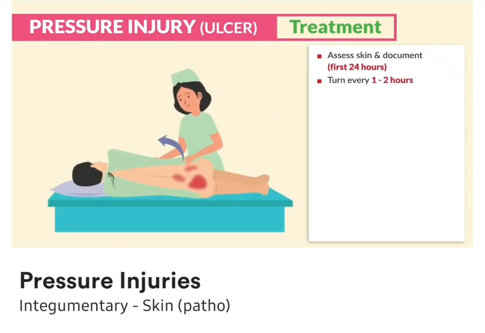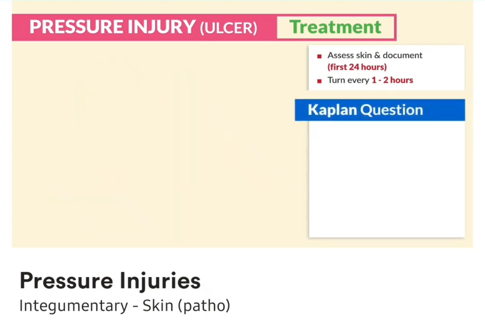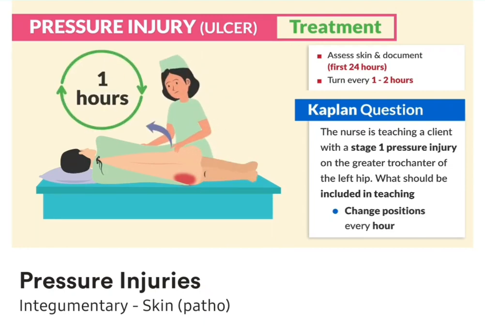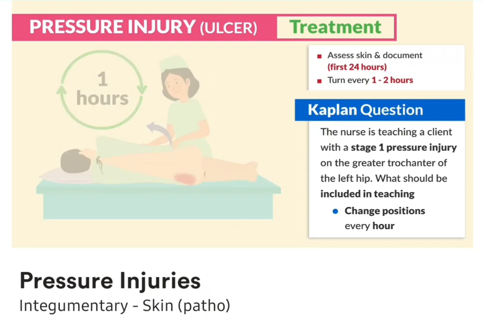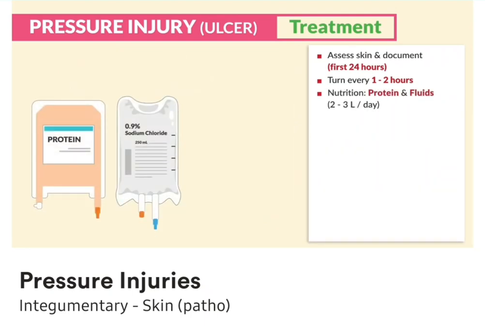Next, we must turn every 1 to 2 hours, especially clients with high risk, like those who are bedridden. So make sure to write it down. This is done every 1 to 2 hours to relieve pressure on the bony prominences. Now Kaplan mentions, the nurse is teaching a client with a stage 1 pressure ulcer on the greater trochanter of the left hip. What should be included in the teaching? Change position every hour.